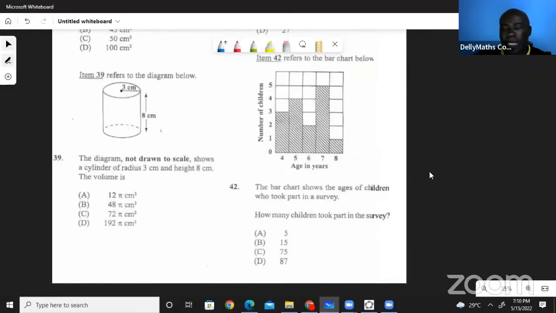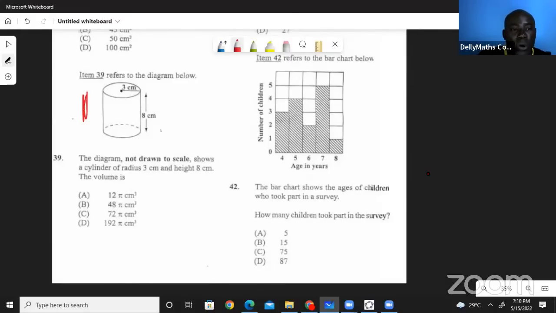It says here that the diagram, not drawn to scale, shows a cylinder of radius 3 centimeters and height 8. That's it right there. So they want to know what is the volume. I want you to think about what's going on. The answer has pi in it, which means that you don't need to work out the value of pi. We're not going to work with any 22/7.